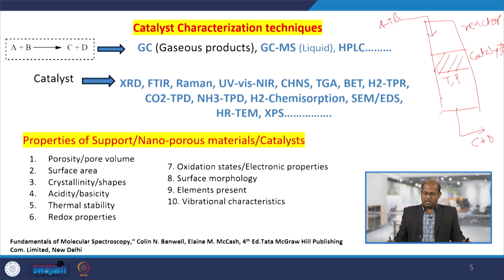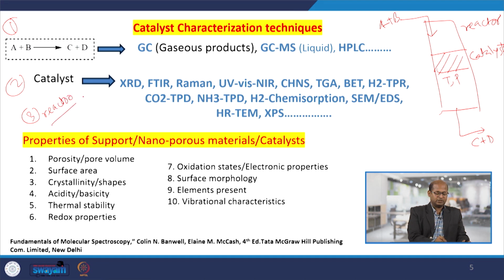So, the components that we need to know whenever we carry out a reaction with a catalyst: number 1 is the reaction that we have to fix, number 2 is the catalyst, and number 3 is the reactor. So, these are the 3 components we need to know. The reactor part you have already discussed, and let us say this is the reaction. Once we conduct the reaction, at the exit of the reactor we will get the products C, D and unreacted reactants also will be present.